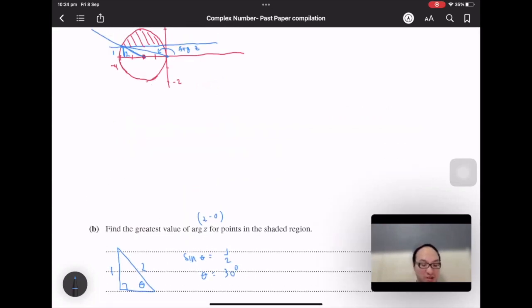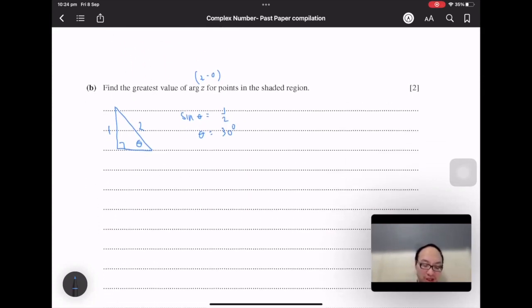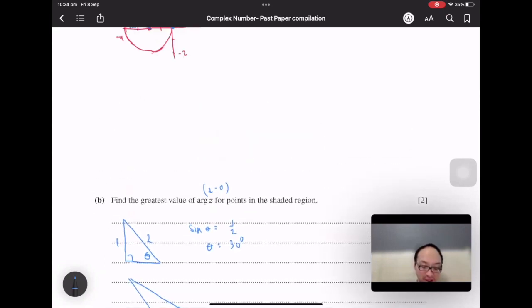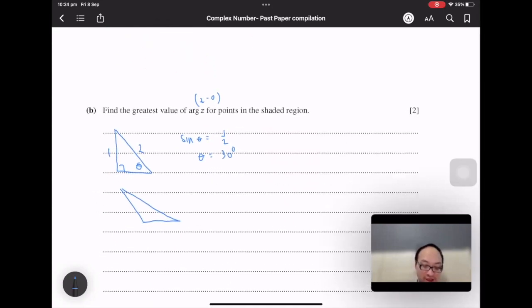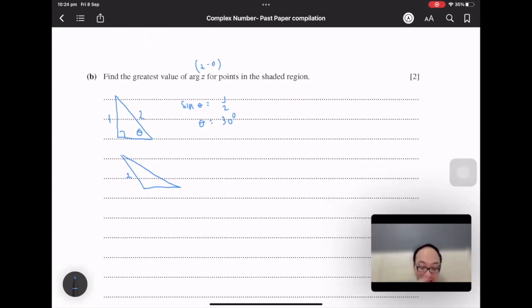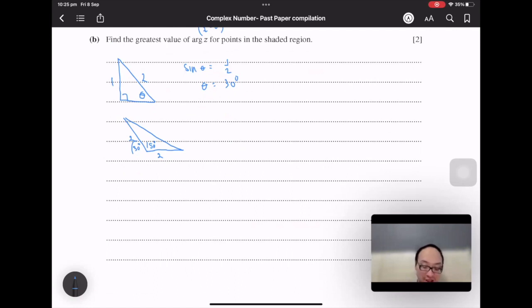Now, we move to the other triangle. So I have another triangle, constructed by the radius 2. And this is 30 degrees. So this one is 150 degrees. And this is 2. So this is an isosceles triangle. So that means the angle in here will be 180 minus 150 divided by 2, which is 15 degrees.